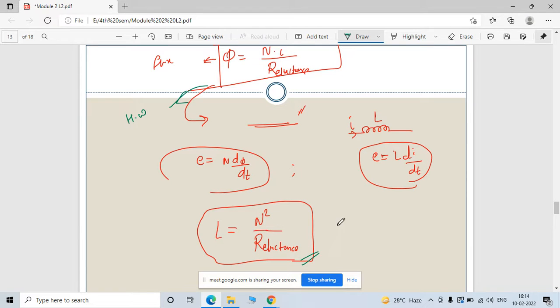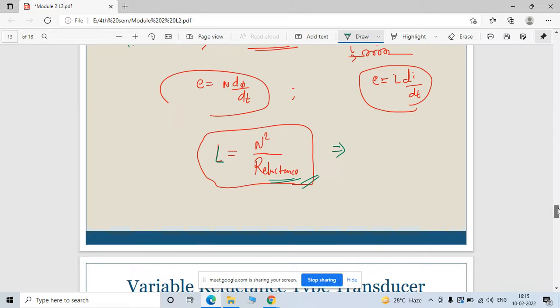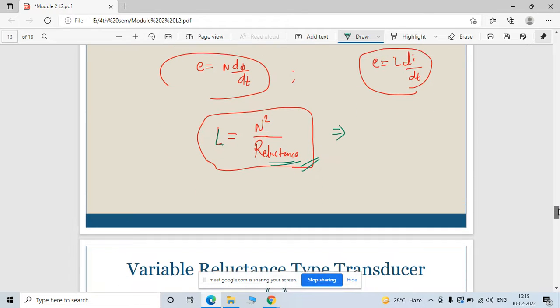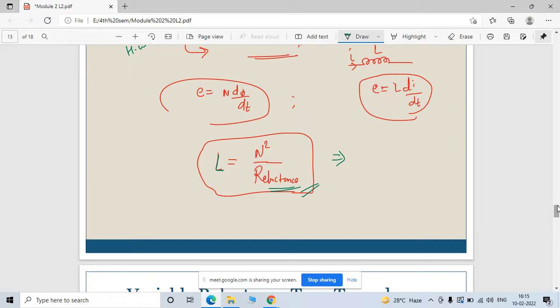So here you can say this inductance of the coil is changing with respect to the change in number of turns or change in reluctance. So the output of the inductive transducer can be in the form of either a change in the voltage or a change in the inductance. Before this relation, you got one more relation, which is L equals E by di by dt.